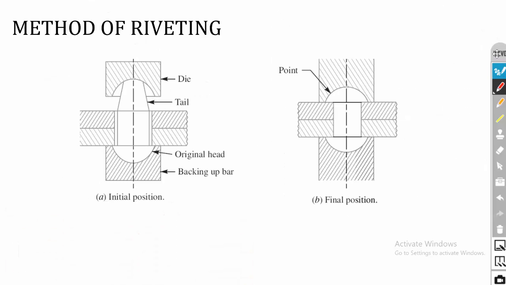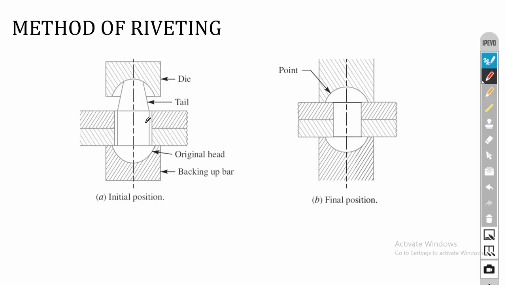So the method of riveting. This is the initial stage of the rivet. This is the head, this is the shank, and these are the two plates that we want to hold together, and this is the tail portion. The force is applied on the tail by using a die, and the tail portion is compressed, and it forms a head-like structure, so that it clips the two plates together. So this is the process of riveting. This is for small riveting. In case of heavy loads, we can apply a heavy amount of force on the opposite side.